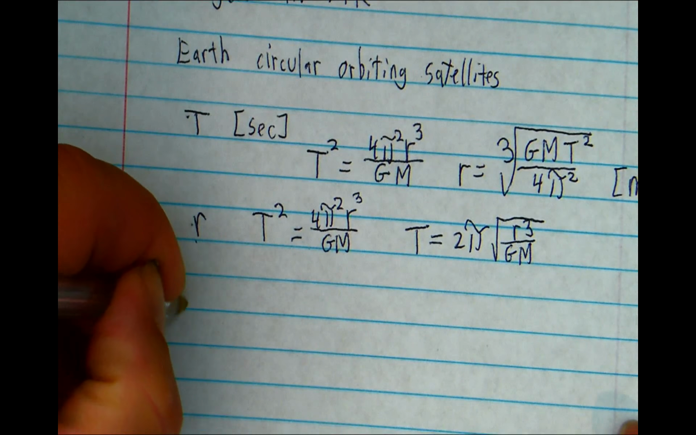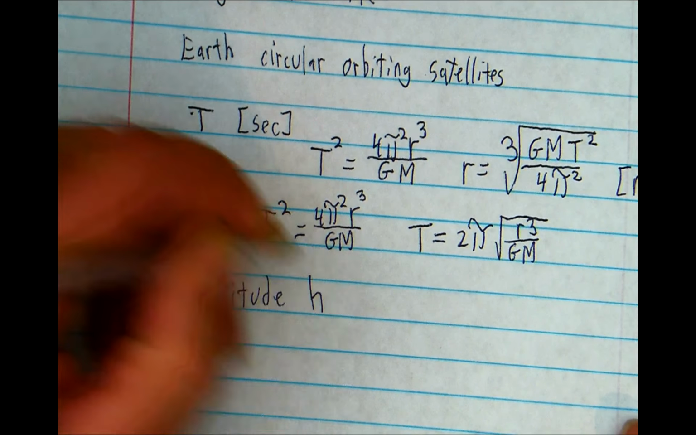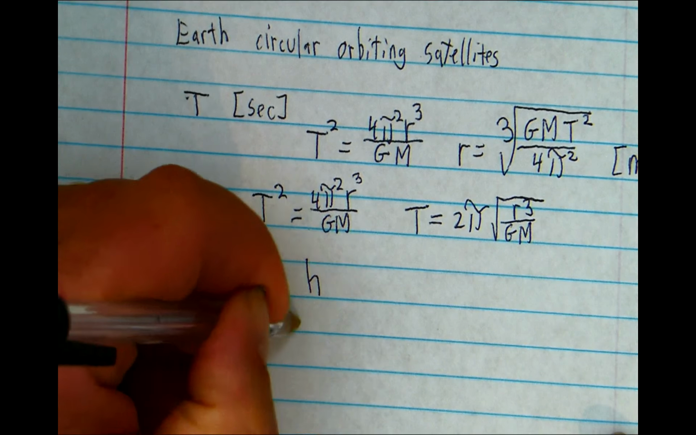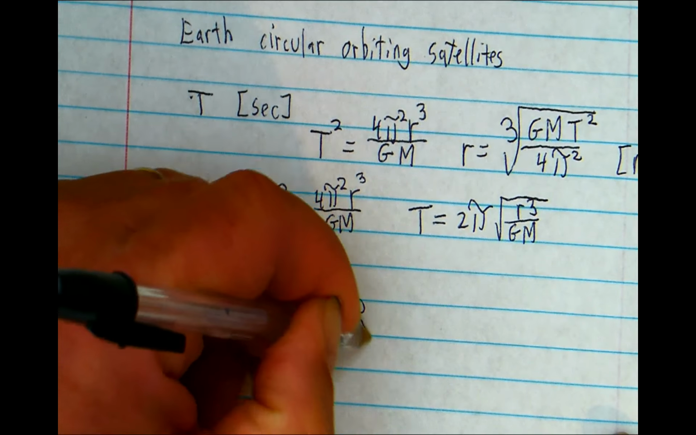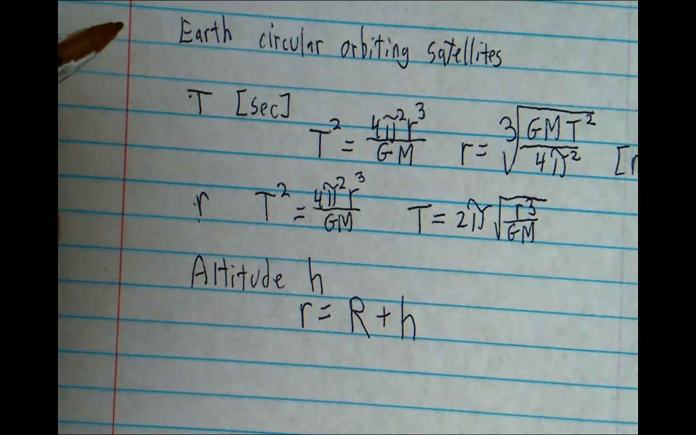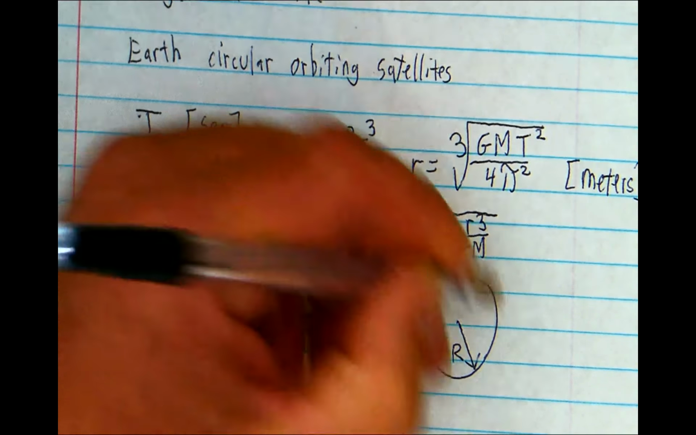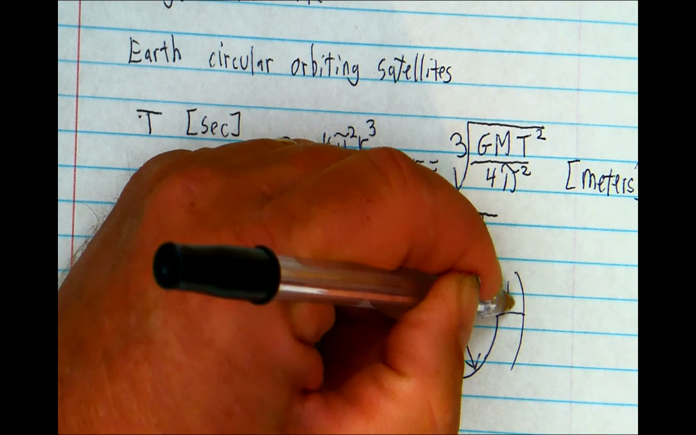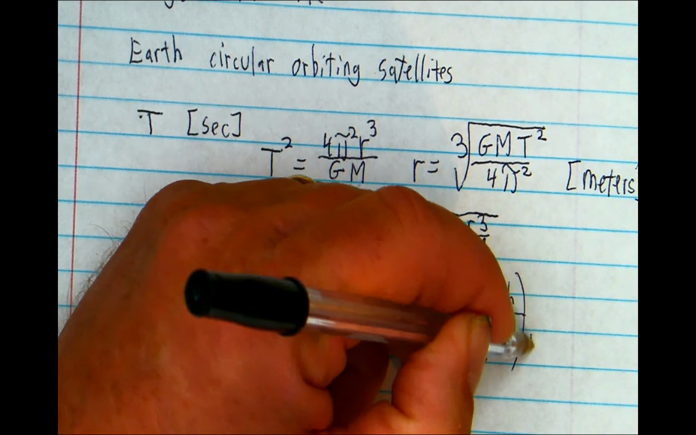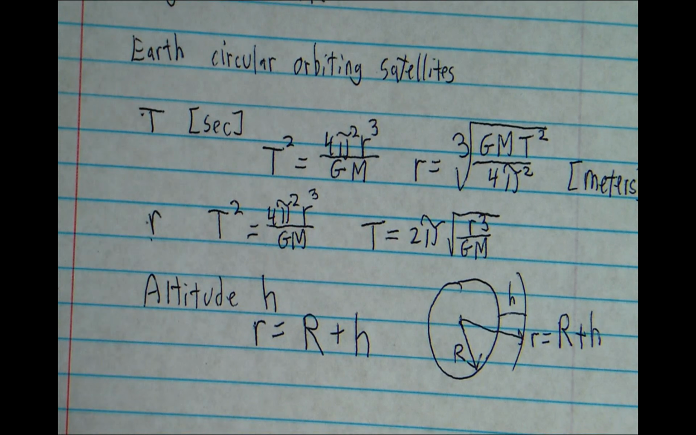Of course, if I give you an altitude, let's say h, then to get the orbit radius from that, r would be equal to the radius of the central body, in this case the Earth, plus the altitude above the surface of the Earth. So doing a little diagram, capital R is the radius of the planet, h is the altitude above the surface of the planet, and little r, the orbit radius, is equal to the radius of the planet plus the altitude above the planet, h. Great.